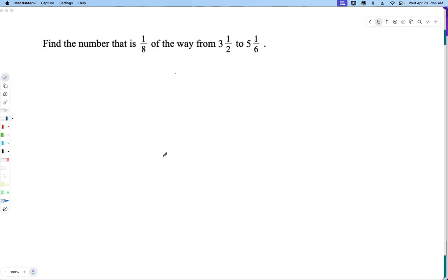All right, so now we are in lesson number 98. And it's asking us to look at the relationship of numbers. So we want to find the number that is 1/8 of the way from this number to that number. It doesn't matter what the numbers are. Here's how you're going to look at that. You're going to look at this first number on the number line. That's 3, that's 4, that's 5. You're going to look at this first number, 3.5.